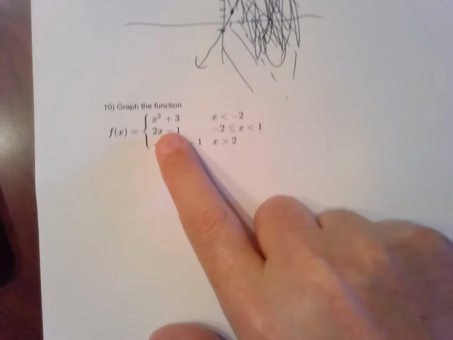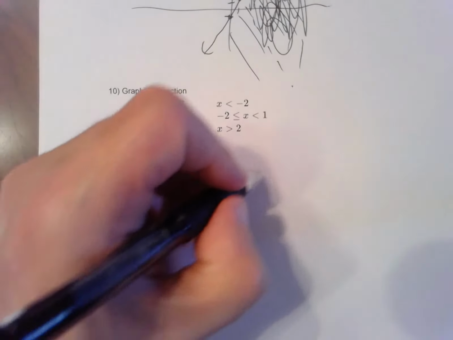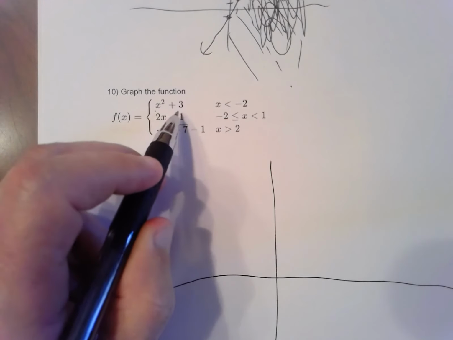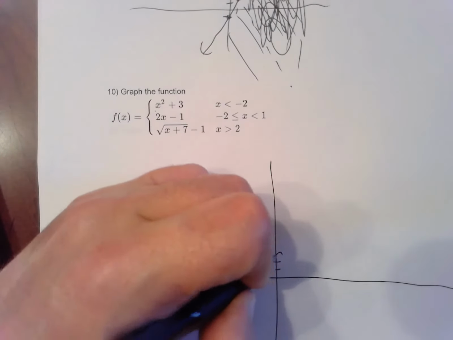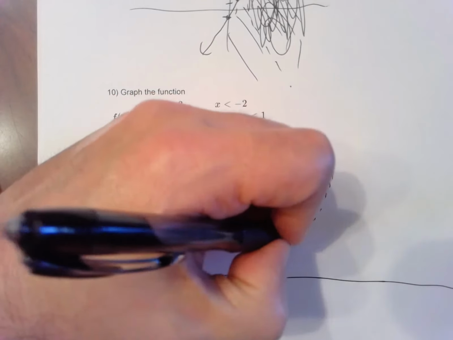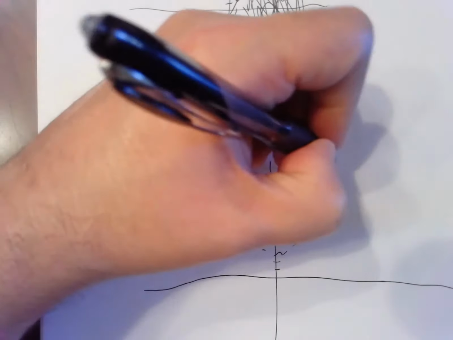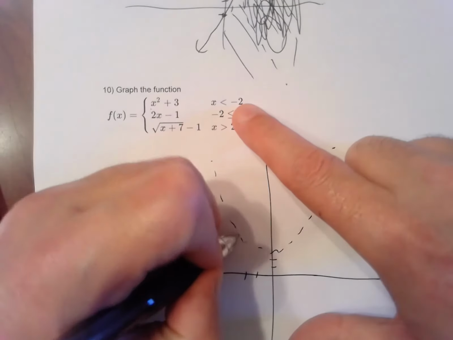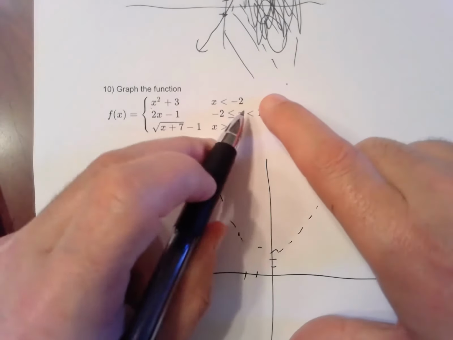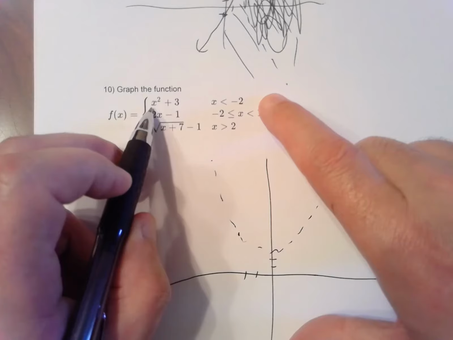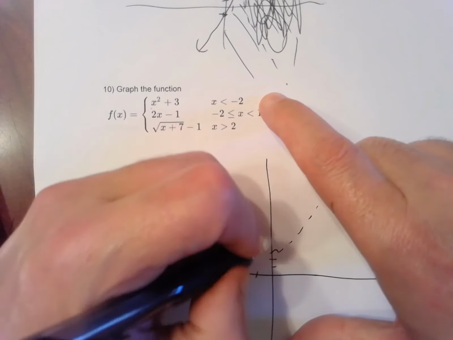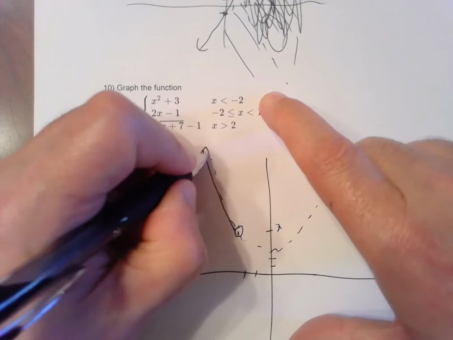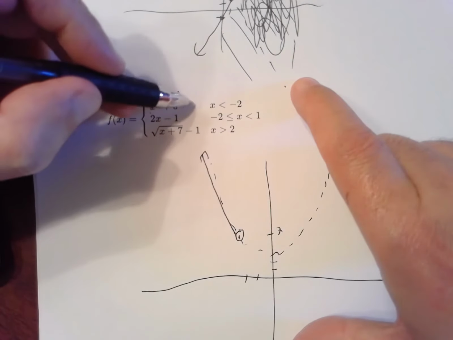Okay, we're graphing this piecewise defined function. This guy, x squared plus 3, is y equals x squared. Looks like this, but I only want it negative 2 and below. So if I were to plug in a negative 2, I would get 4 plus 3, I would get 7. So I'm up here at 7, open circle. That's this piece right here.